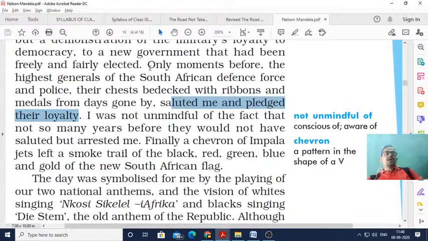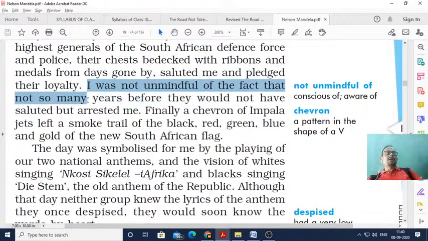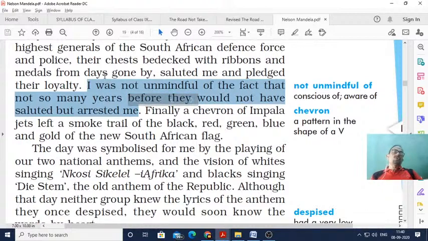Therefore, they saluted, the army saluted, the Air Force saluted the newly elected South African president. Then I was not unmindful of the fact that not so many years before they would not have saluted but arrested me. He was also reminded that not many years ago, before he won the election, when the country was run by the white government, at that time also Nelson Mandela was never given a salute, and he was rather arrested. But now that the new government has come, and Nelson Mandela has won the presidential election, they were saluting him.